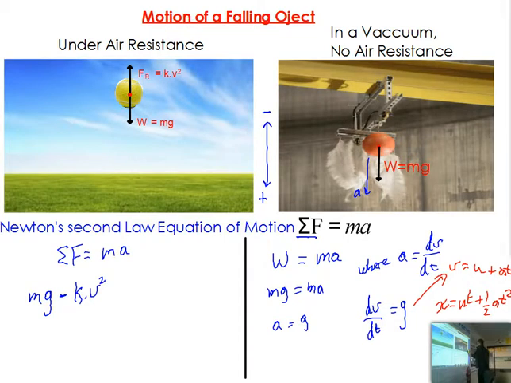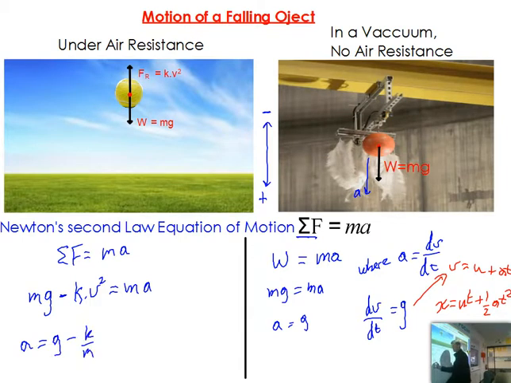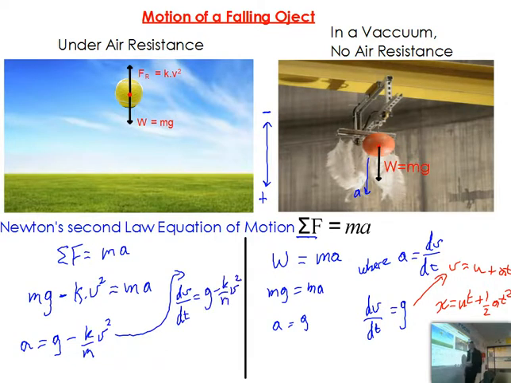So that is equal to mass times acceleration. Let's rearrange that to get an expression for acceleration by itself. Divide both sides by mass, and I get g minus k on m v squared. And now we're ready to set up our differential equation. Acceleration here is dv/dt, and so our differential equation is the rate of change of velocity with respect to time equal to g minus k on m v squared.